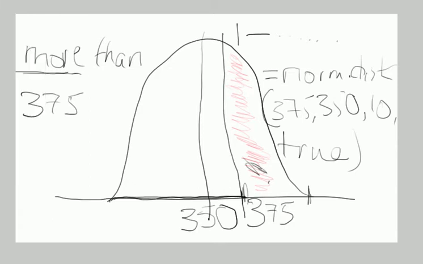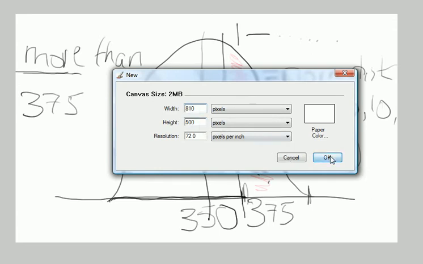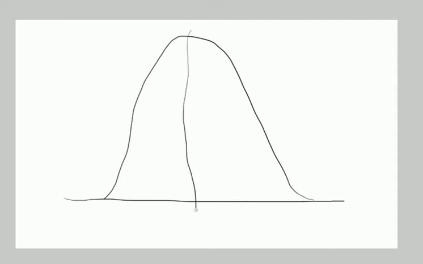Now, NORM.INV is a little different, because NORM.INV is when you know the probability and you want to find the x value, the random value, that gives you that probability. You'll always be given the mean. I'm so sorry about this drawing, I'm just not very good.